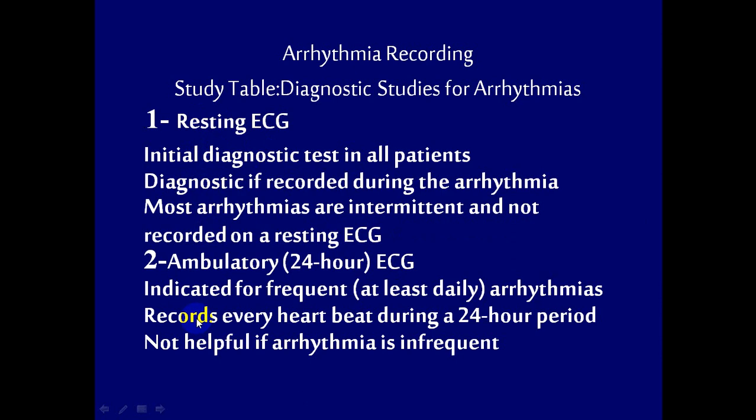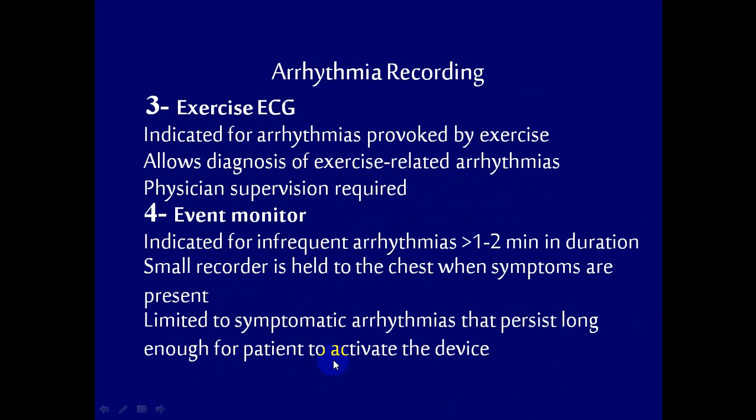Ambulatory 24-hour or 48-hour ECG is indicated for frequent arrhythmia. What does frequent mean? At least once a day. It records every heartbeat during the 24-hour or 48-hour period. It is not helpful if the arrhythmia is infrequent. Third is exercise testing, indicated if the arrhythmia is provoked by exercise, allowing diagnosis of exercise-related arrhythmia. It needs physician supervision.